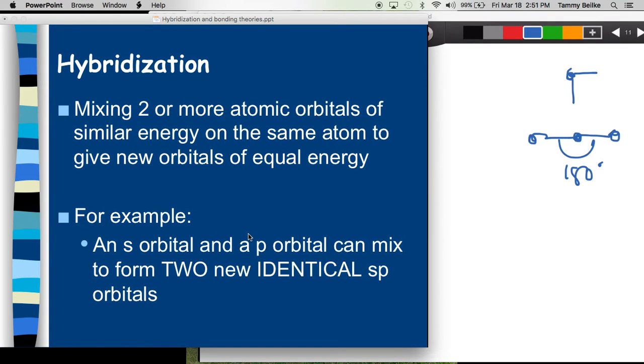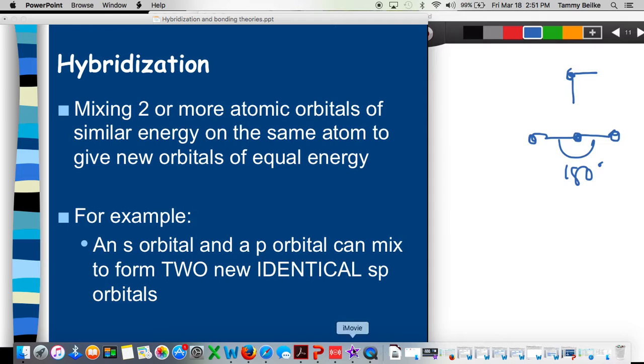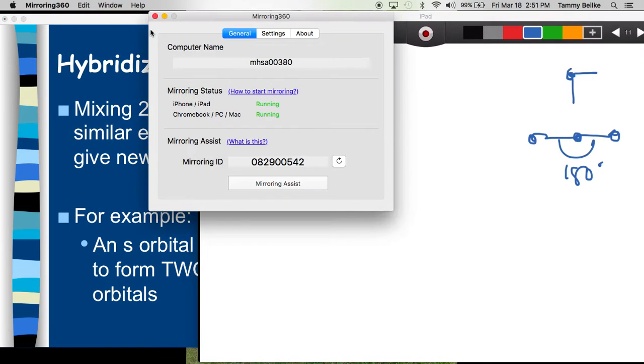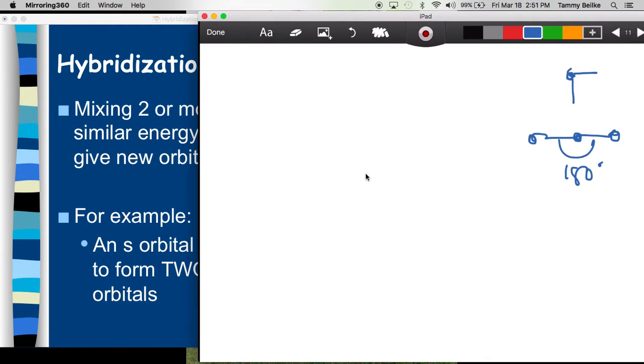Okay, so an example, an s orbital is of lower energy than, hold on, it's not going to work if it doesn't.